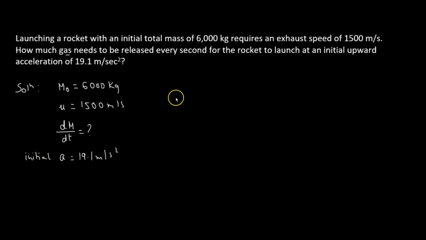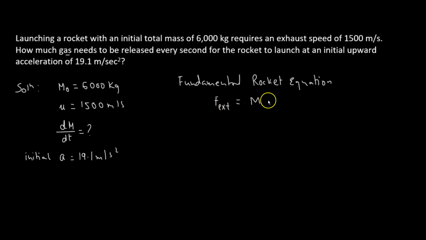So let's begin. We consider the fundamental rocket equation: F external equals m times dv over dt plus u times dm over dt. We derived this equation in lecture number 5. So F external will be negative m times g.